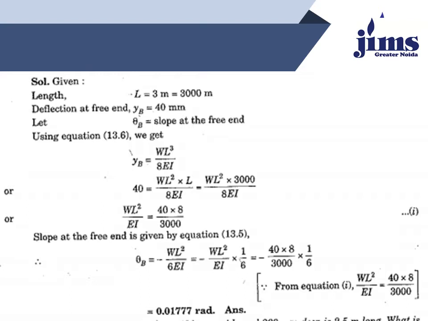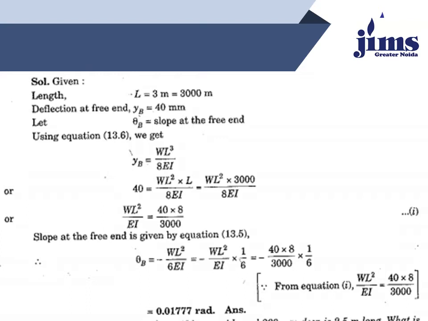But in this problem, the deflection at the free end is given by the equation yb is equal to WL^4 over 8EI. So yb, that is 40, is equal to WL^3 multiplied by L over 8EI, or on simplification WL^3 over EI is equal to 40 multiplied by 8 divided by 3000. So this is equation number 1.